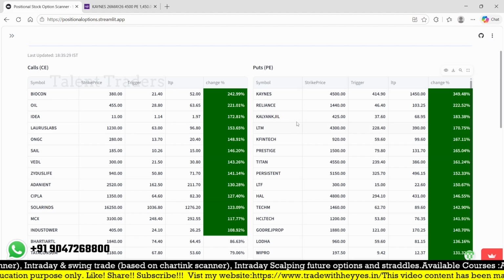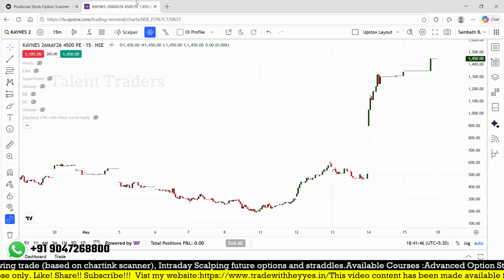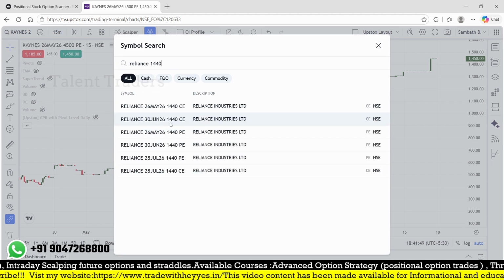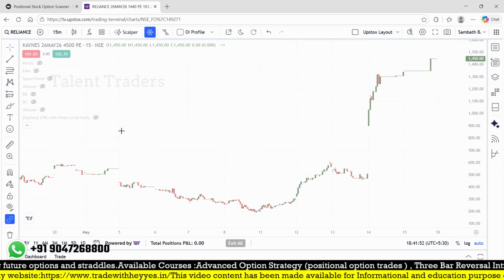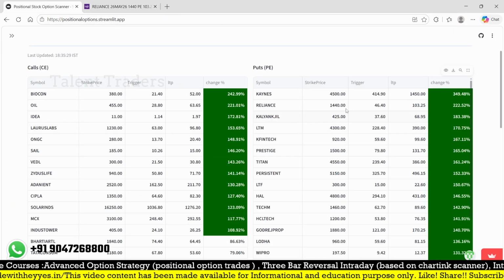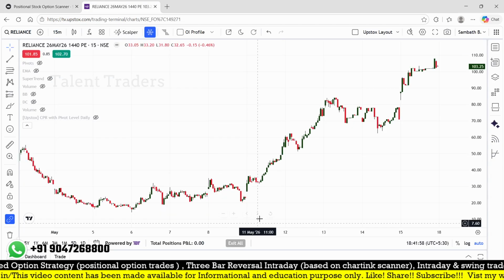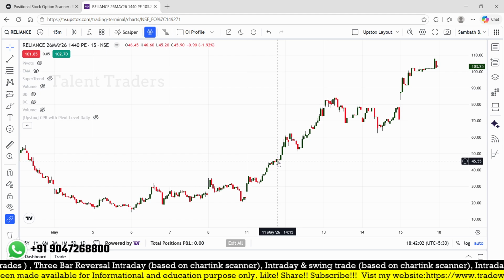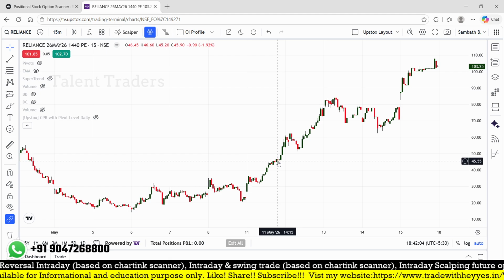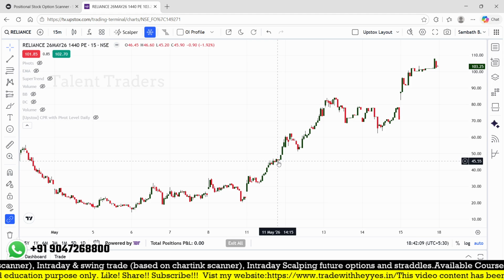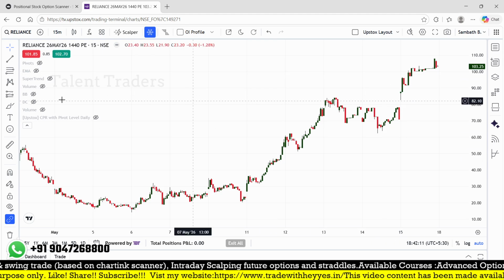The second one, Reliance 1440. Let's check whether it is a valid opportunity. This will also be on the put side. You can look at this from the 11th onwards. Our trigger should be 46.4, and 46.4 can be triggered on the first day of the week. That would be a good opportunity, which triggers on the first day of the week, and by the end of the week it achieved more than our target.